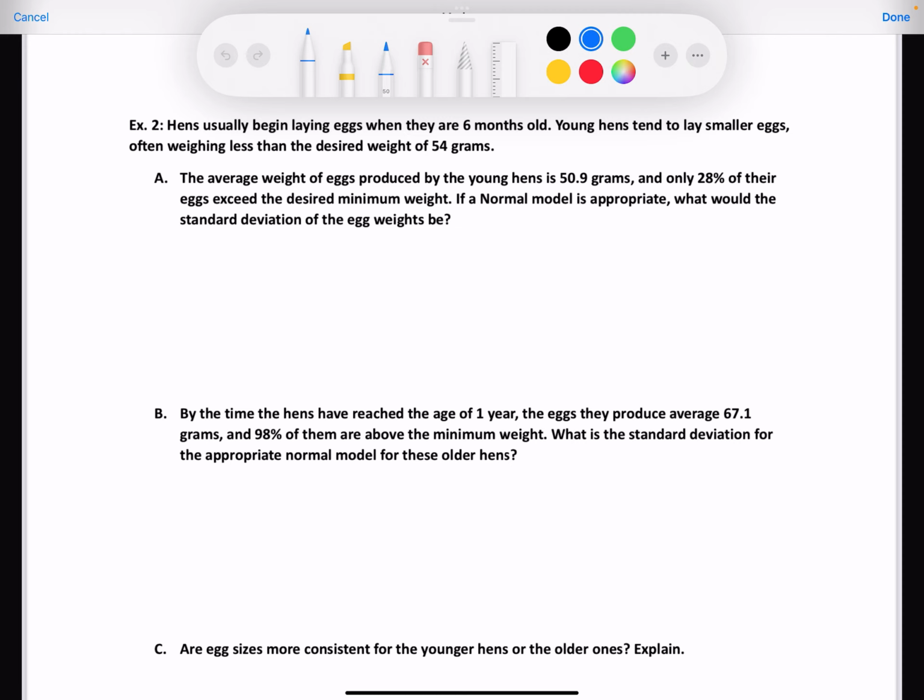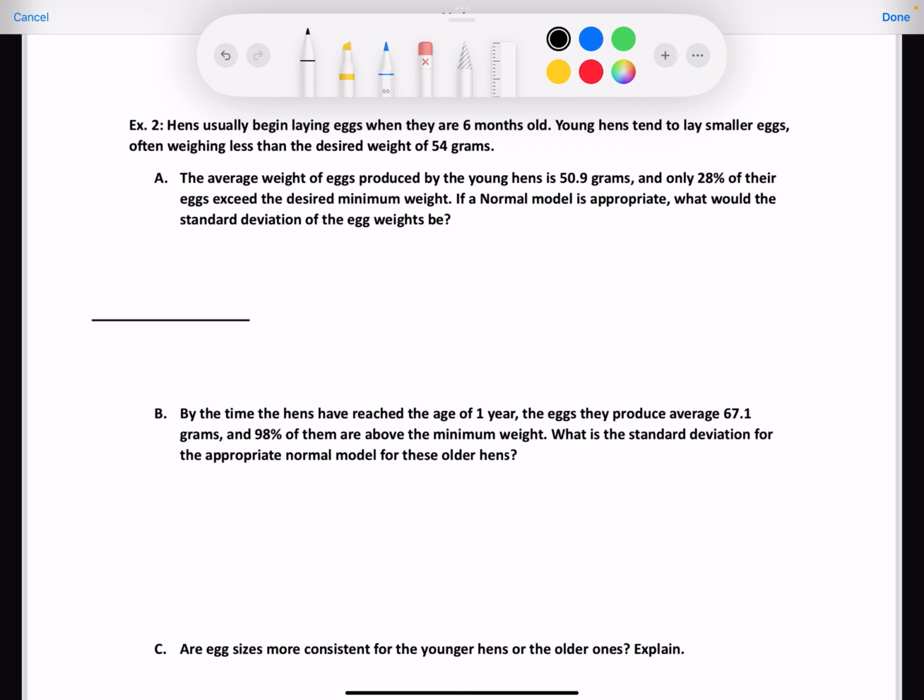Hens usually begin laying eggs when they are 6 months old. Young hens tend to lay smaller eggs, often weighing less than the desired weight of 54 grams. The average weight of eggs produced by the young hens is 50.9 grams, and only 28% of their eggs exceed the desired minimum weight. If a normal model is appropriate, what would the standard deviation of the egg weights be? Oh, never mind.